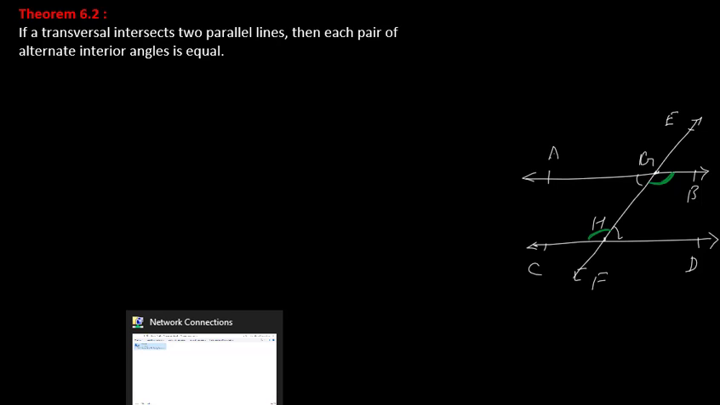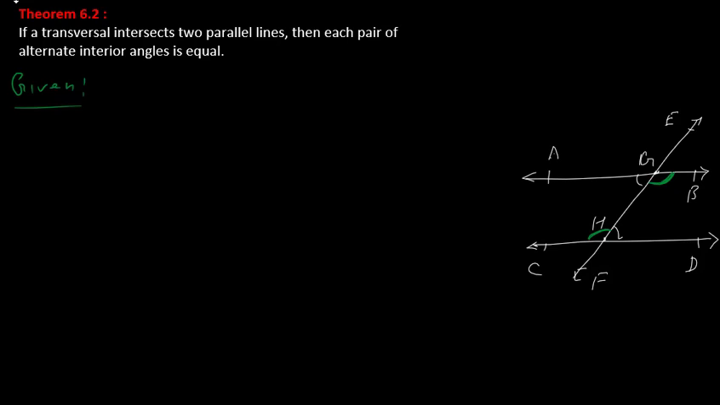So what is given? If I write given, what is given? Tell me what is given. You are given line AB parallel to line CD. So line AB is parallel to line CD is given. Line AB parallel to CD. EF is their transversal. EF is the transversal.